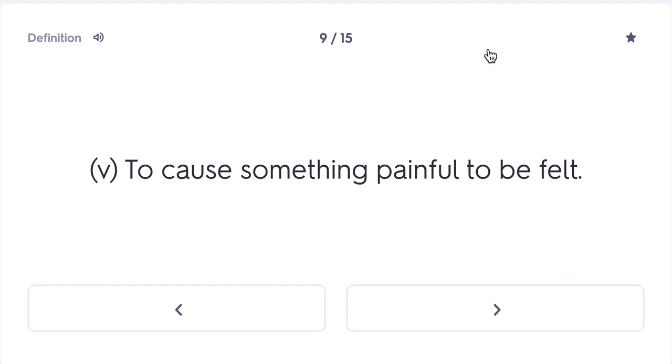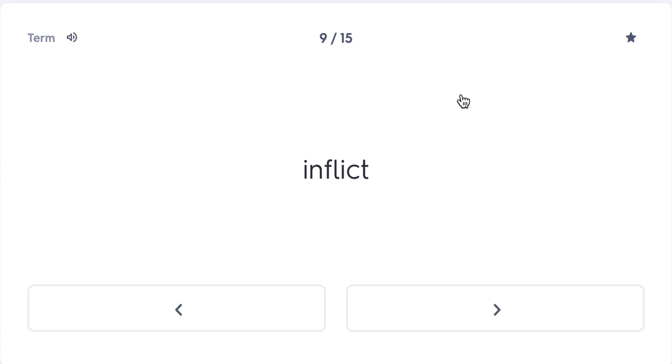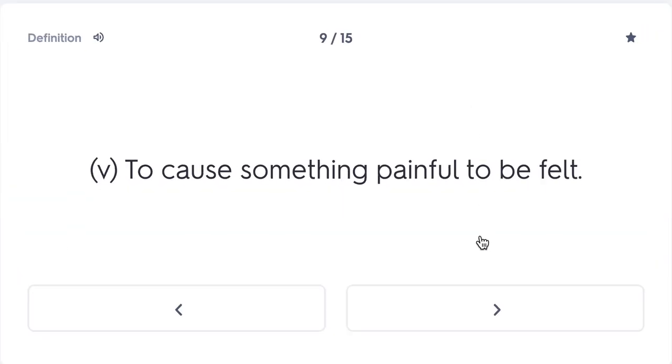Inflict means to cause something painful to be felt. So we talked about agony. When you are in agony, you're feeling that pain. Inflicting would be the thing that's causing the pain. Obviously we know we don't do this, but if you were to hit somebody in the arm, you might be inflicting pain on them, right? So it's not the actual pain that's being felt, but the act of causing the pain is to inflict.